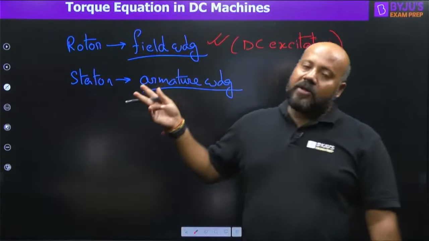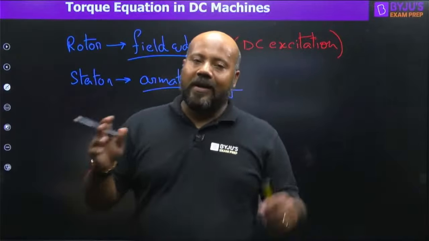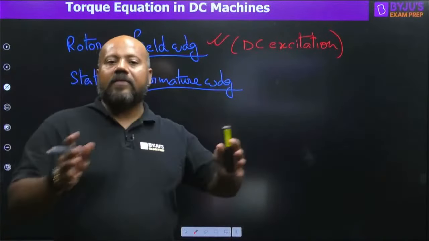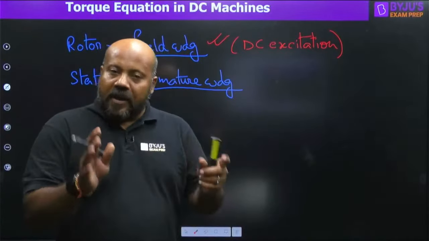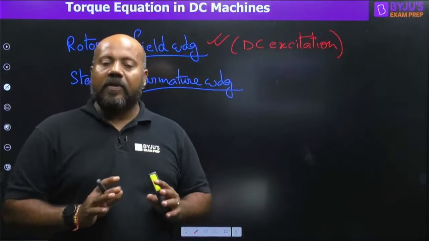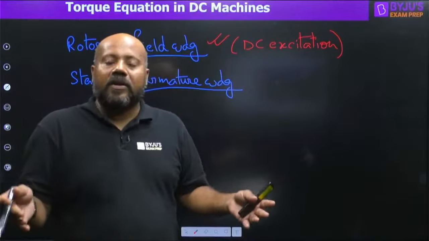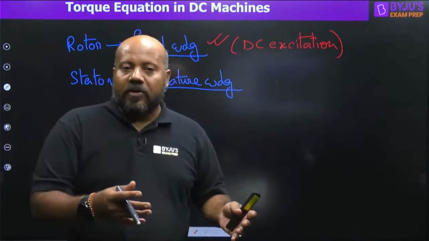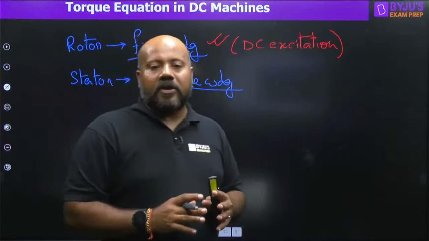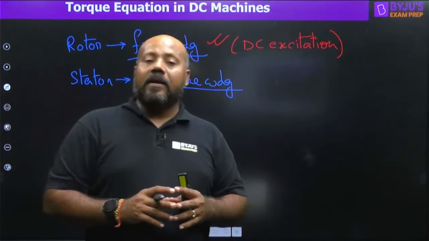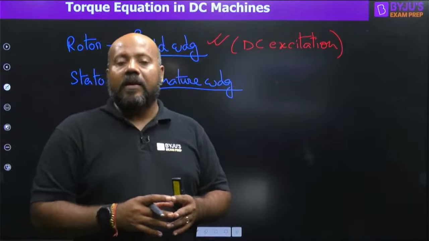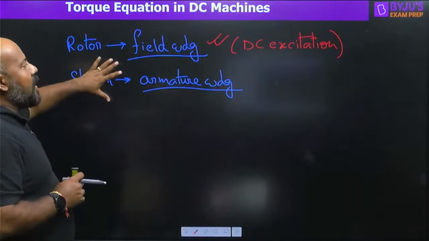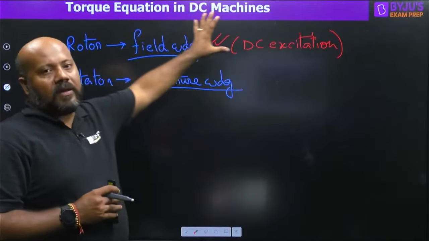The other construction is also possible. It means you can keep the field winding on the stator and you can keep the armature winding on the rotor. But generally for a small size it is okay, but for a large size machine, for example synchronous generator, you are generating power up to megawatts. So in order to reduce the rotational losses and to provide effective cooling, we are keeping the armature winding on the stator, that is the stationary part, and we are keeping the field winding on the rotor side.